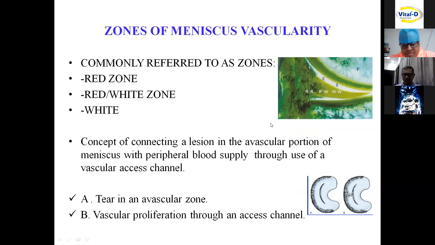We have to know another thing: connecting a lesion in the vascular portion. If there is an injury here, then there is a connective portion here from the periphery. Through this connective portion, this portion is healed. If we could repair this meniscal injury, then from the periphery up to this part, through the connective vascularized way, this injury can be repaired. So this is the concept: connecting a lesion in the avascular portion of the meniscus with the peripheral blood flow through the use of a vascular access channel. That means a vascular access channel is present.